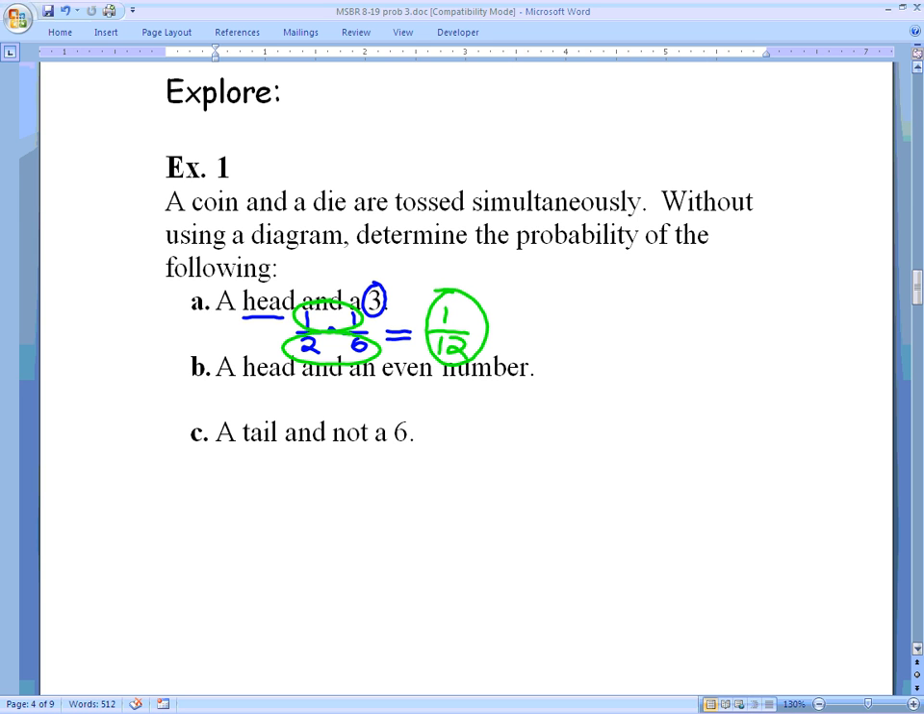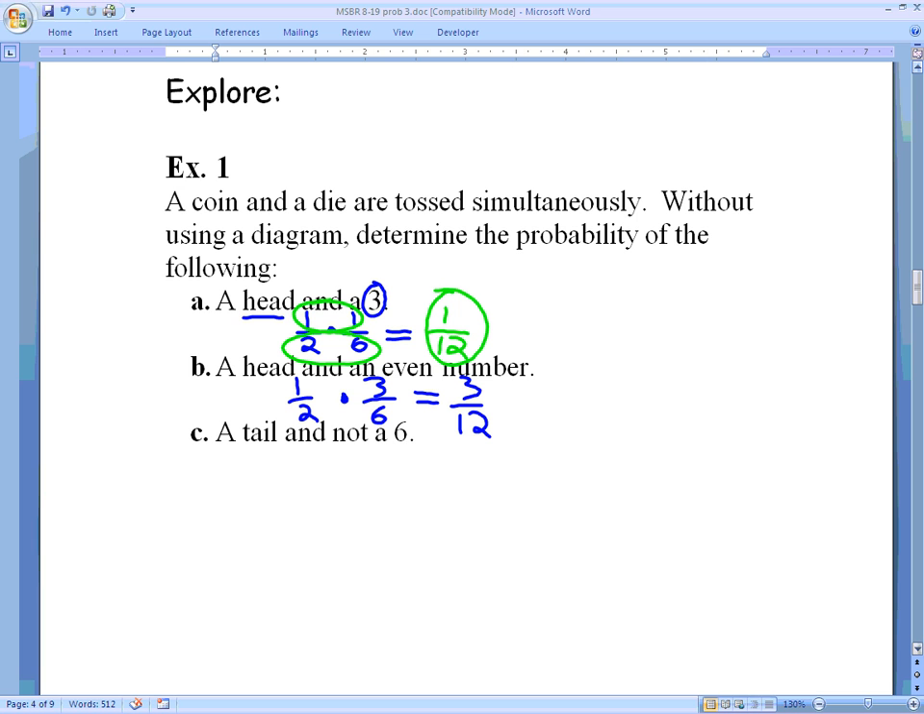The second one asks for a head and an even number. So a head, once again, that's 1 out of 2. An even number, well, half of the numbers on a die are even, 2, 4, and 6. So that's 3 out of 6, or you could reduce that to 1/2 right away. We multiply straight across, and we get 3 out of 12.